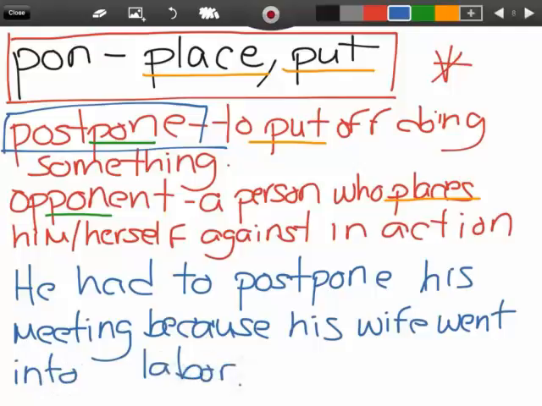I'm going to go ahead and read that to you. He had to postpone his meeting because his wife went into labor.